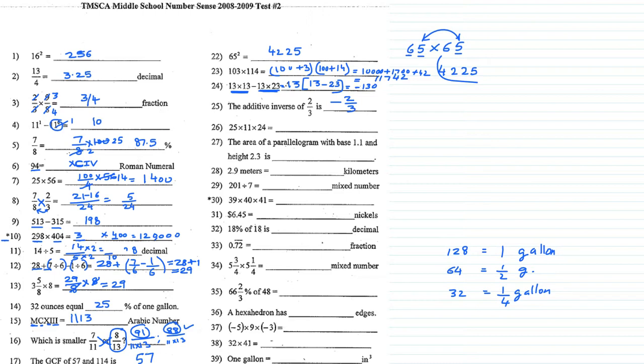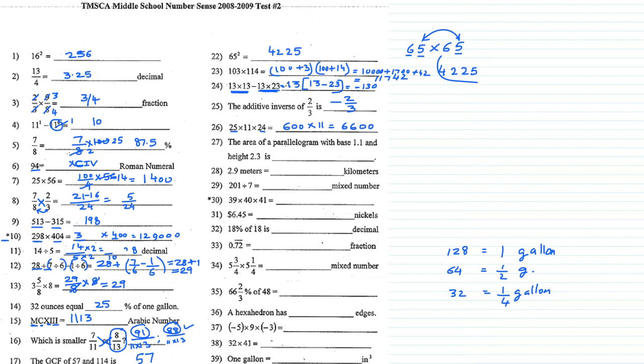Question 26, 25 times 11 times 24. So one way to do this question is to multiply 25 with 24. So 25 times 24 is 600, and then we have 600 times 11. So 11 times 6 is 66, and then we add 2 zeros at the end. So the answer is 6600.